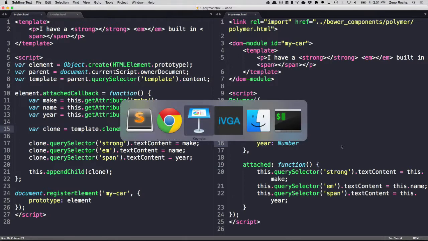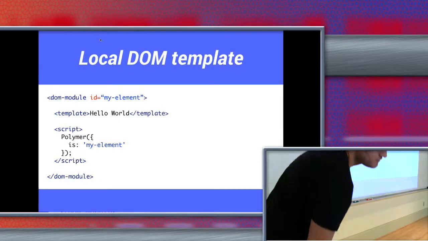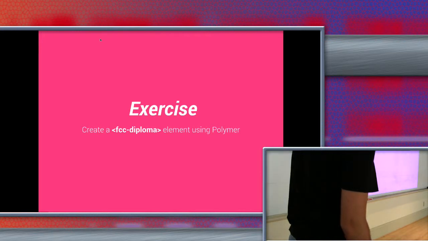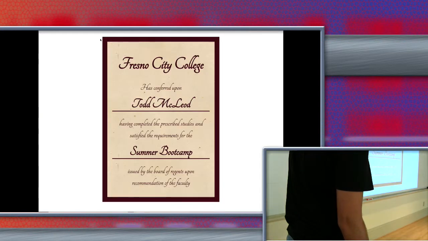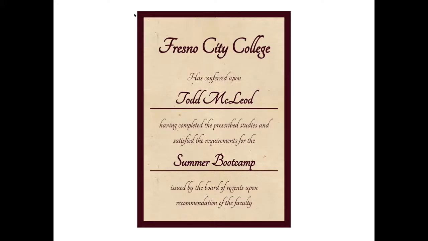So here's a more fun challenge for you guys. I want you to create the FCC diploma. Okay, what is this? It should look like this. Fresno City College. So I want you to create an element like this. Fresno City College. I have these 3 attributes actually. I have school, I have, I'm calling it.